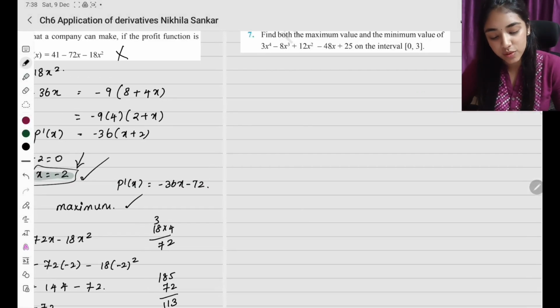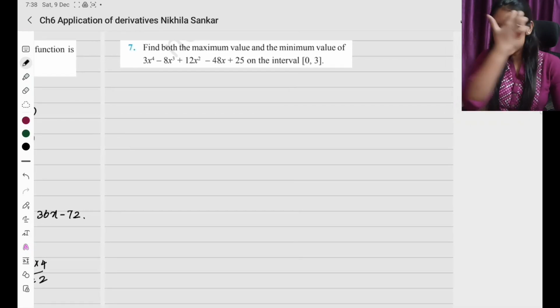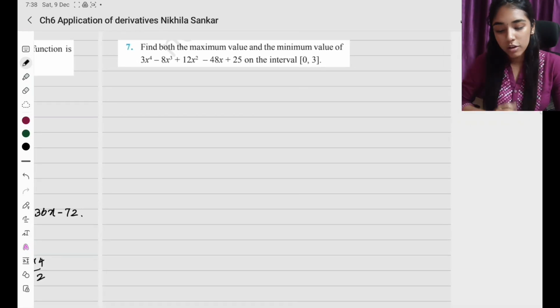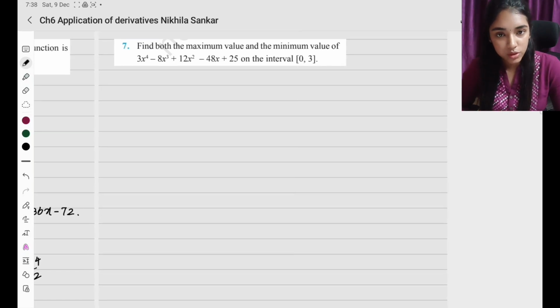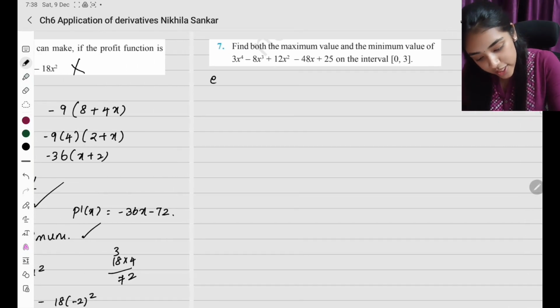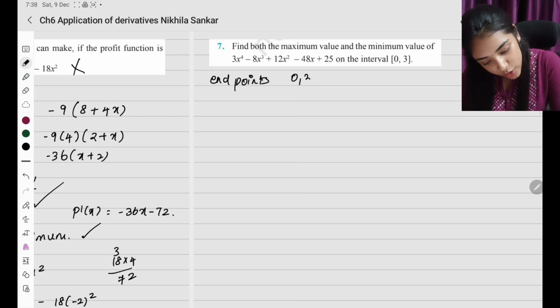So please pay attention to that. Now, find both the maximum value and the minimum value of this particular function on the interval 0 to 3. So it is a closed interval, and you have to find your endpoints. So what are the endpoints? Endpoints are going to be 0 and 3.